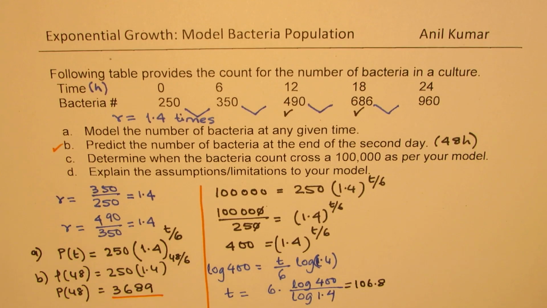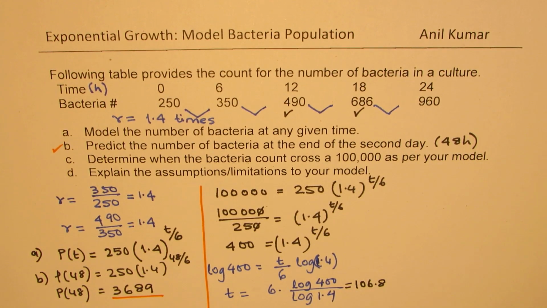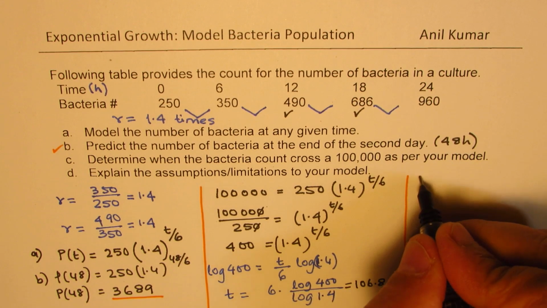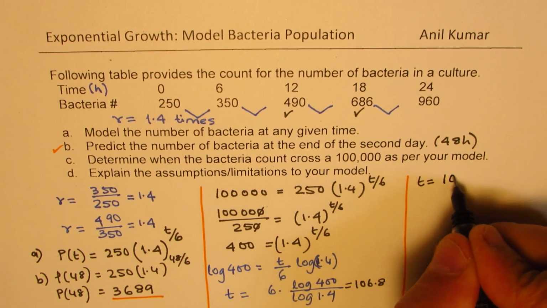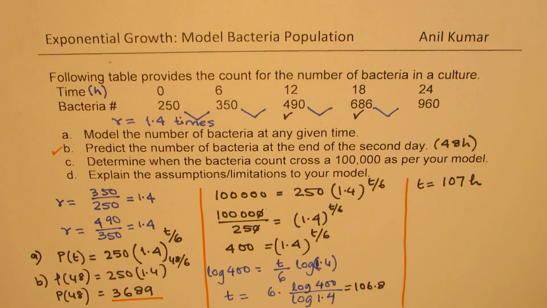So we'll cross 100,000 after so many hours, correct? So it should be rounded higher, right? So we get time t equals 107 hours.